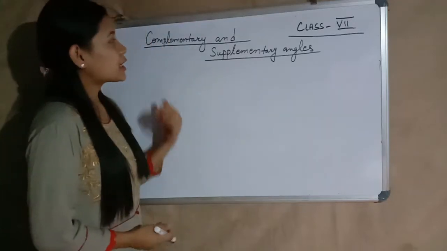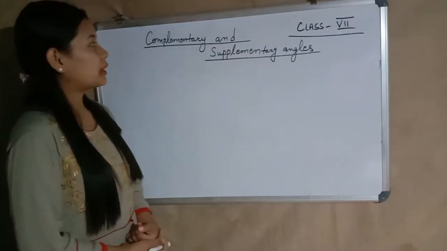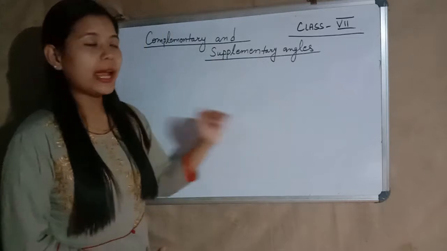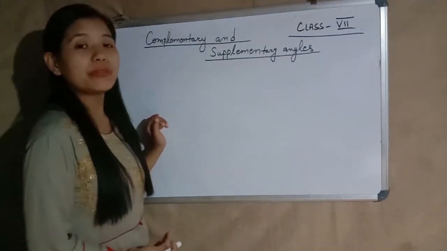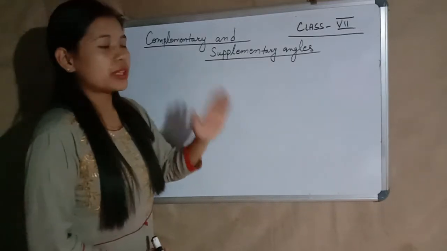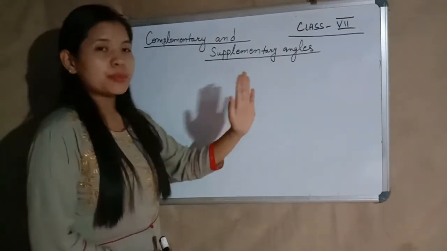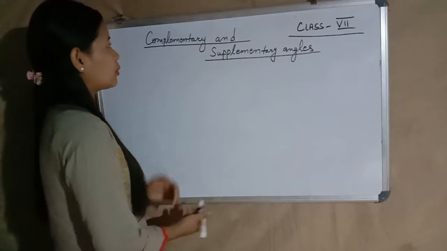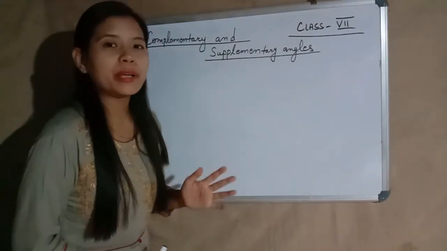Good morning, children. In this video, I'll be dealing with a new topic, that is complementary and supplementary angles. These are types of angles based on a property. Complementary angles possess some property and supplementary angles possess some property. Let us first learn what a complementary angle is.